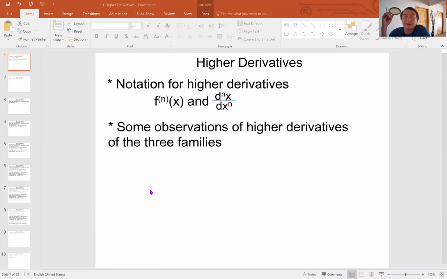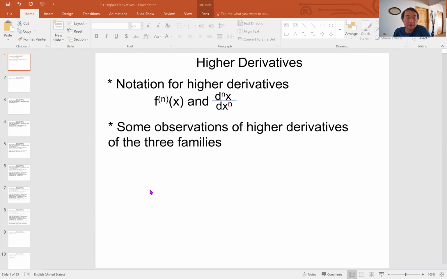Hello, everybody. This is Professor Ma, and this is the introduction to the sections on higher derivatives. These are the two objectives we have: the notation for the higher derivatives, and some observations on the higher derivatives of different families of formulas.